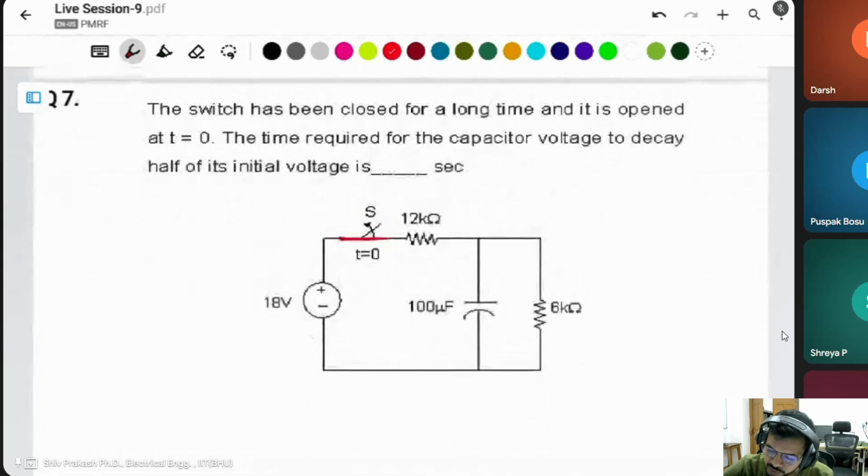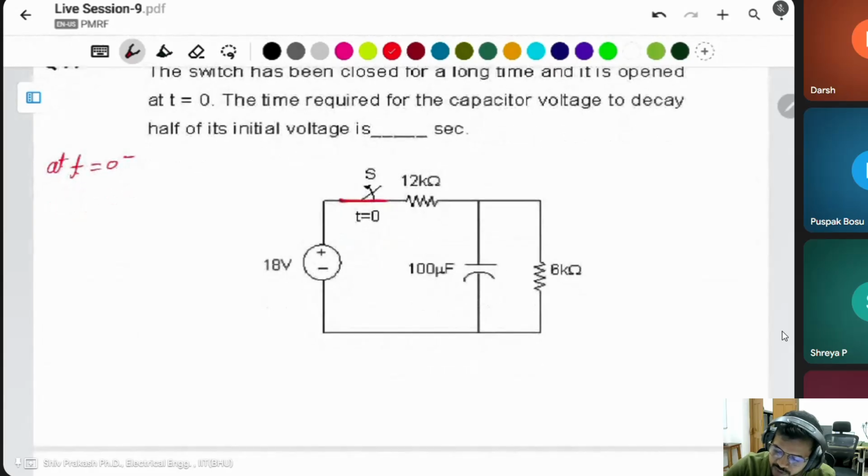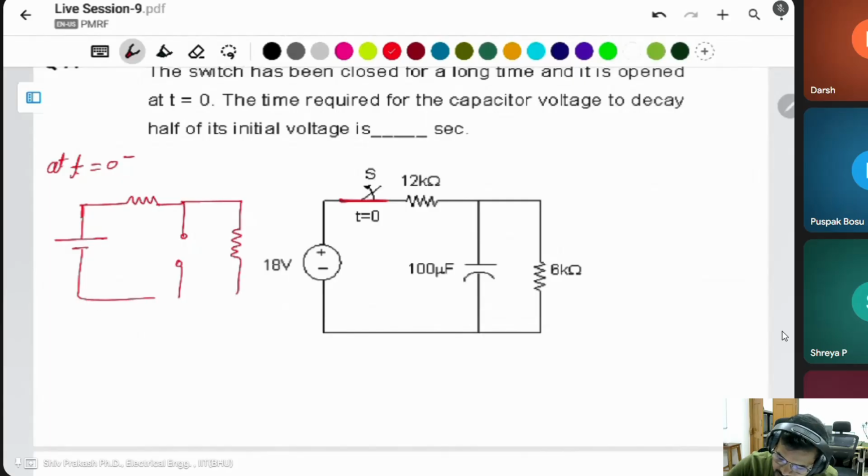In this case, first of all, find the circuit at t is equal to 0 minus. The capacitor is an open circuit, and the resistors are the same, there is no energy storing element, 12k and 6k. You have to find first the initial voltage of the capacitor Vc0.